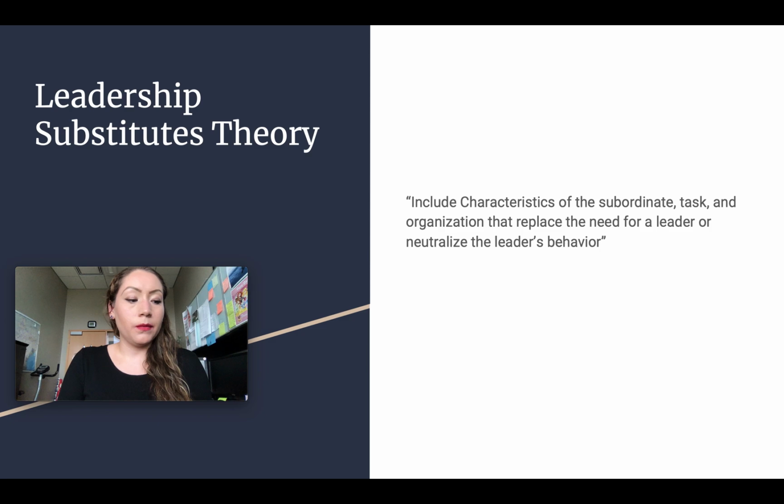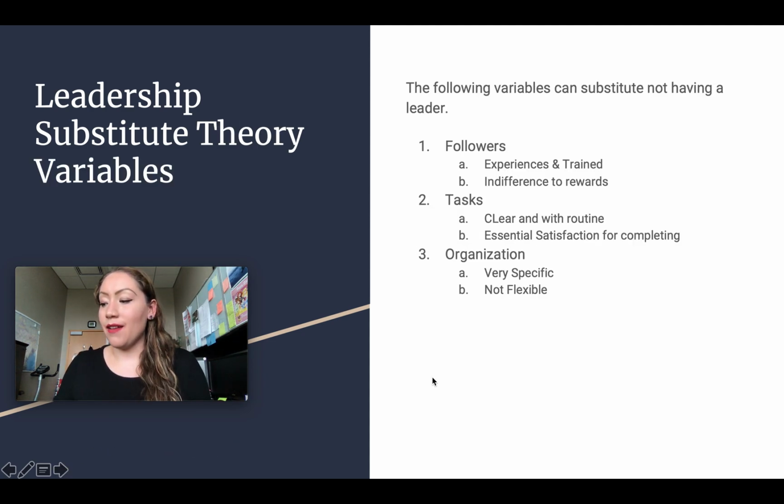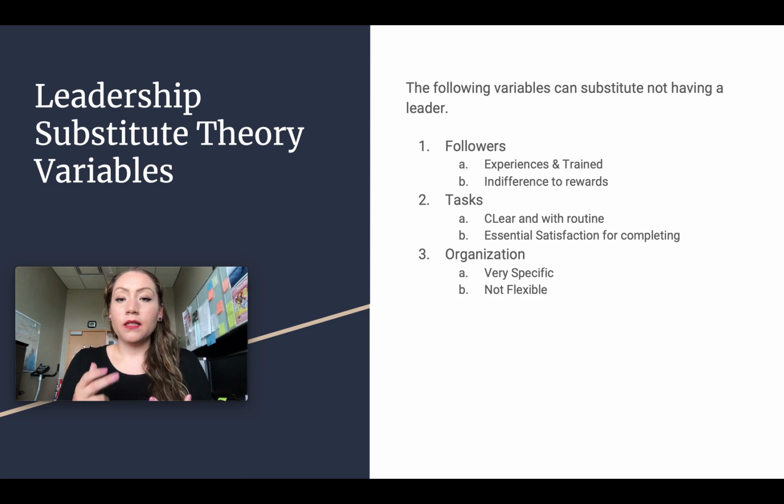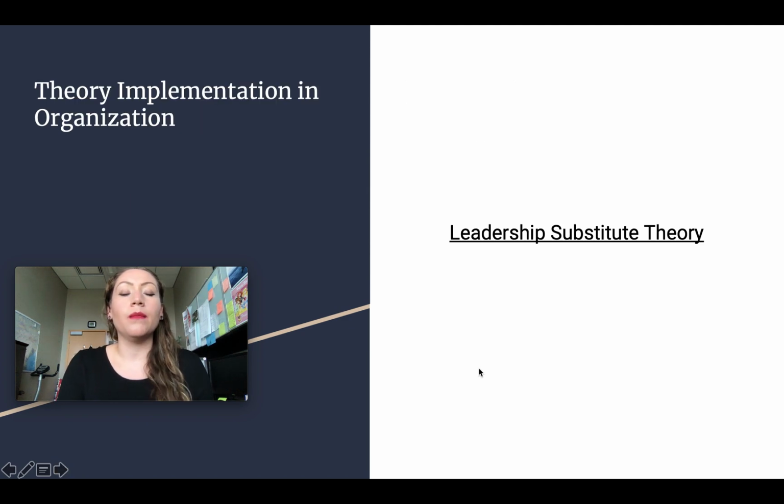And then we have the leadership substitutes theory. This includes characteristics of the subordinate, task, and organization that replace the need for a leader or neutralize the leader's behavior. So this one basically does not have a leadership style. The variables are followers, tasks, and organization. I will explain this one more by answering a question about how my job implements this theory. In terms of followers, we're an admissions department.